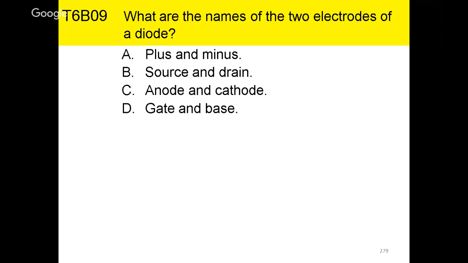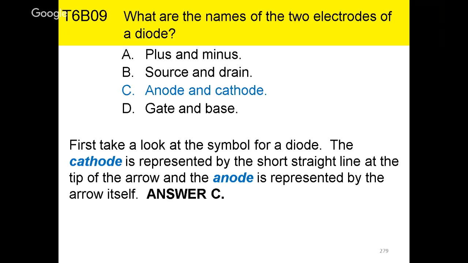So what are the names of the two electrodes of a diode? Now, if you've looked in the book, it'll tell you which side is which, and there's two sides to it. One is an anode and the other side is a cathode. But when you first take a look at the symbol for a diode, the cathode side is represented by the short straight line at the tip of the arrow, and the anode is represented by the arrow itself. Kind of follow that? Okay. Your answer is C on that.